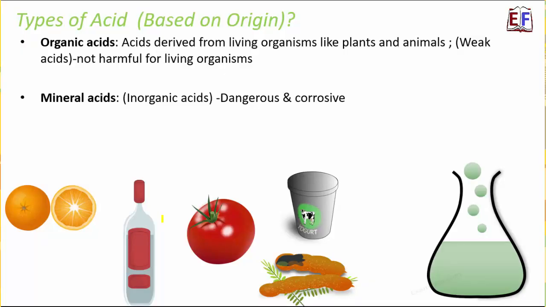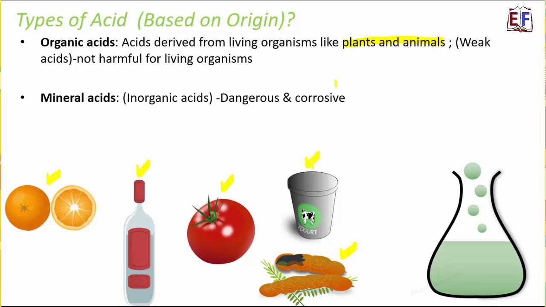Organic acids. Anything that is derived from living organisms is generally called organic. So these acids are also derived from living organisms like plants or animals. Generally they are weak acids and therefore not harmful for living organisms. Examples of organic acids would be citrus fruits. Citric acid is present in fruits like oranges, lemons, etc. Besides that, acetic acid in vinegar, oxalic acid in tomato, tartaric acid in tamarind, or lactic acid in milk or curd.